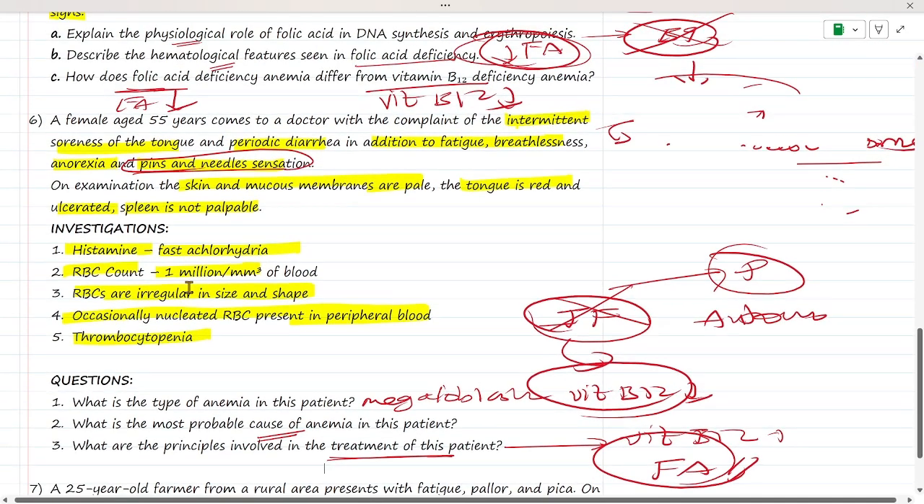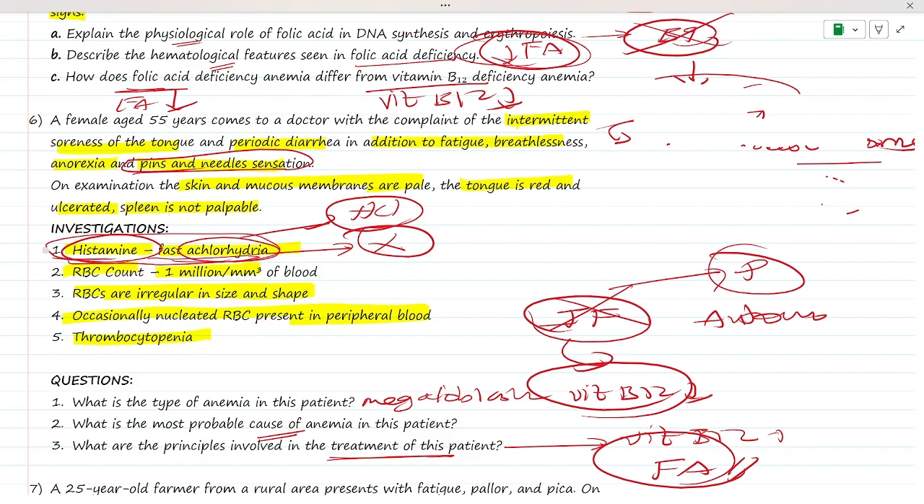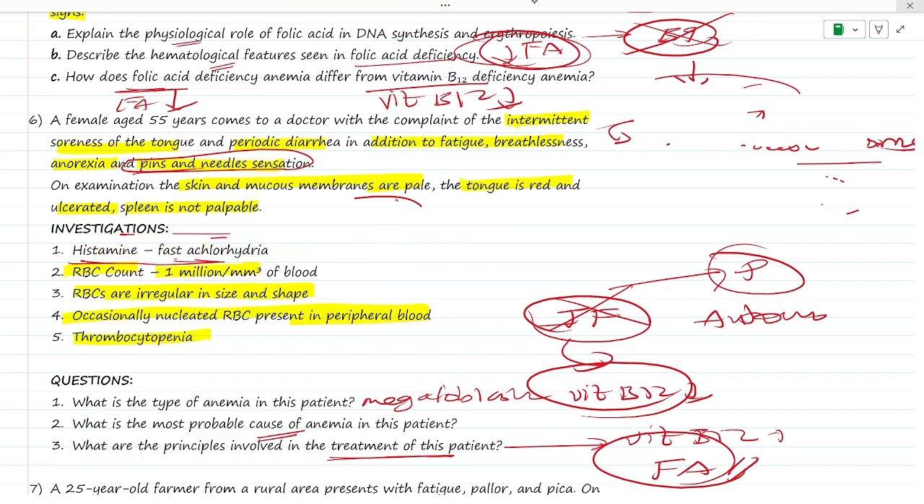And looking at the investigation, please don't be confused by this histamine-fast achlorhydria. Normally, when we infuse histamine in the patient, there will be release of HCl from our gastric cells. So achlorhydria means there is no release of HCl. Even after the histamine test, there is achlorhydria, that is, there is no release of HCl. From this, we can confirm that the parietal cells are not present.